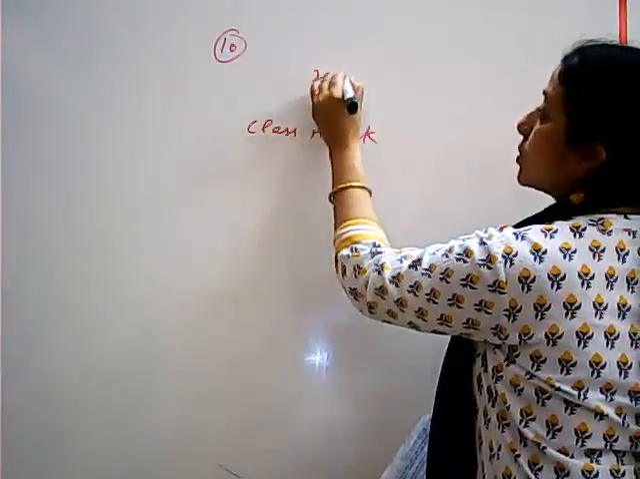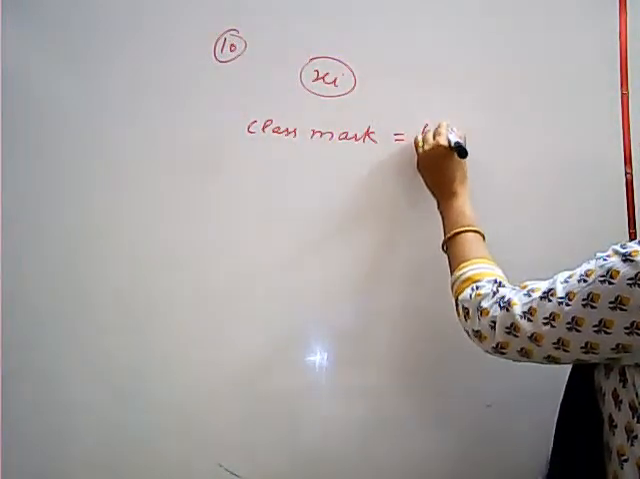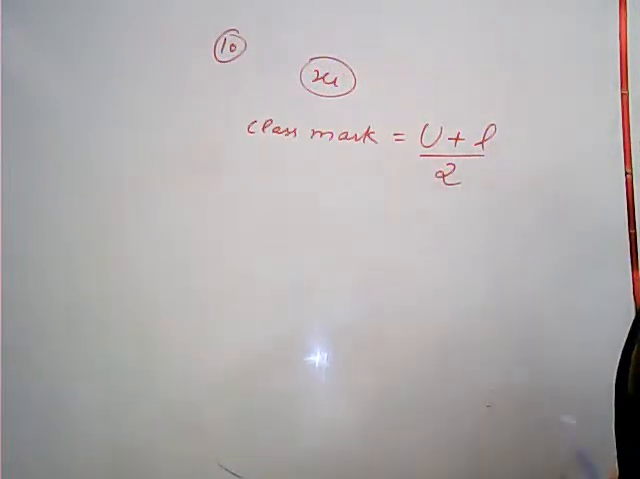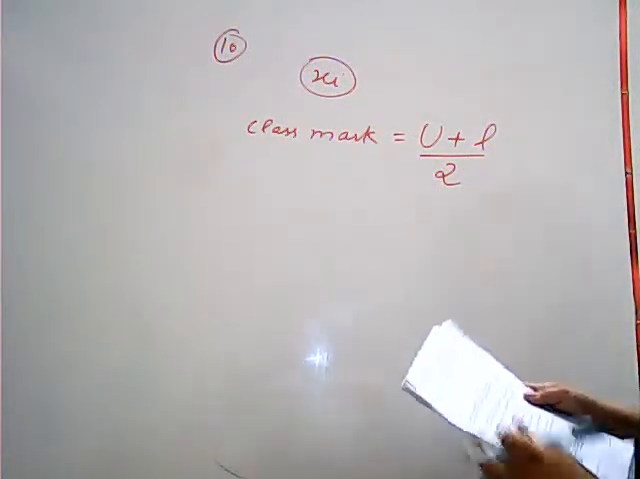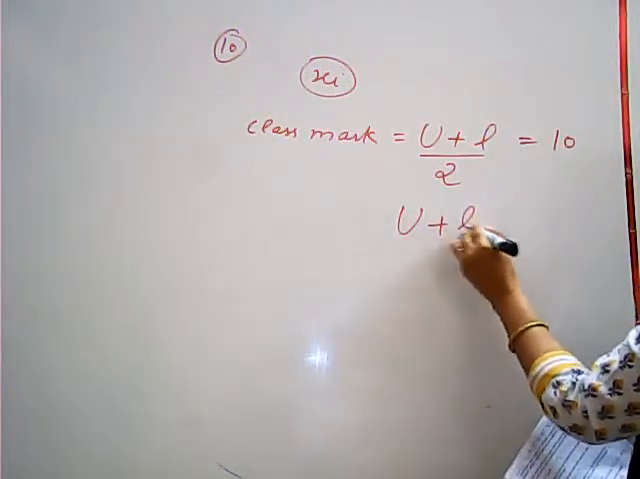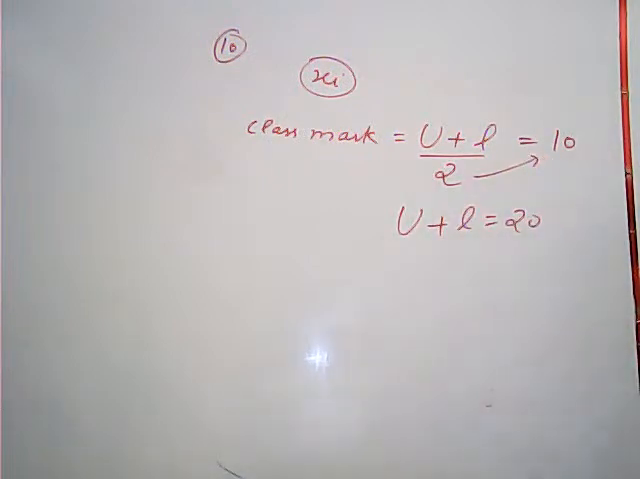So xi is the mid value, and what is its formula? Upper limit plus lower limit divided by 2. Okay, so the mid value that is given is equal to 10. So you can write upper limit plus lower limit is equal to 20. This is your first equation.